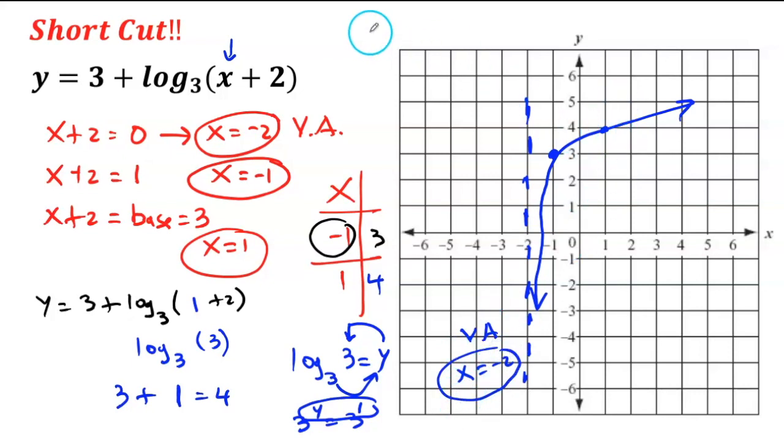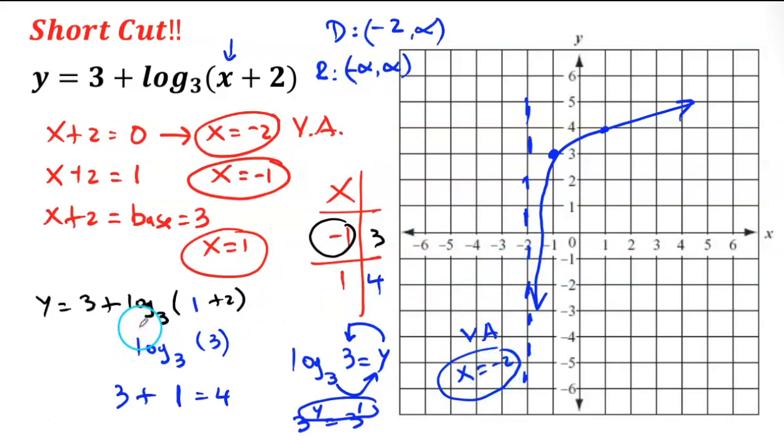My domain, let's work on the domain. Domain starts at negative 2. Parentheses because it's not touching, it's an asymptote, and it goes to the right, which means positive infinity. Your range, arrow going down, arrow going up, negative infinity to positive infinity. The vertical asymptote, we just labeled it x equals negative 2.